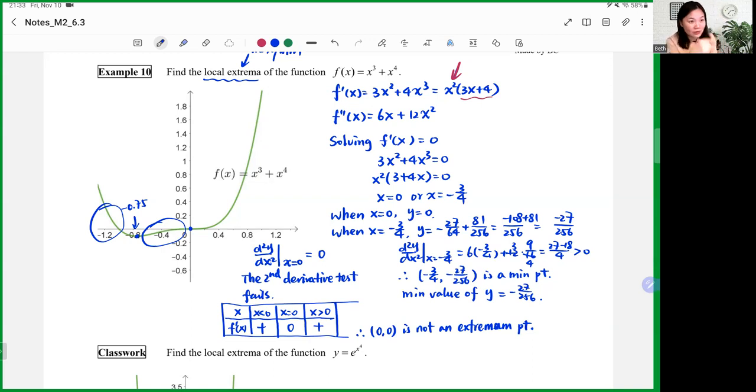That's it. Why don't you do the classwork? It's an exponential function. Show me the work.